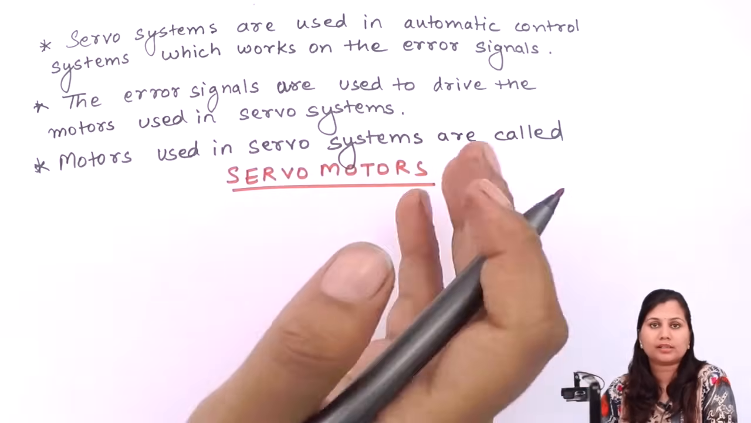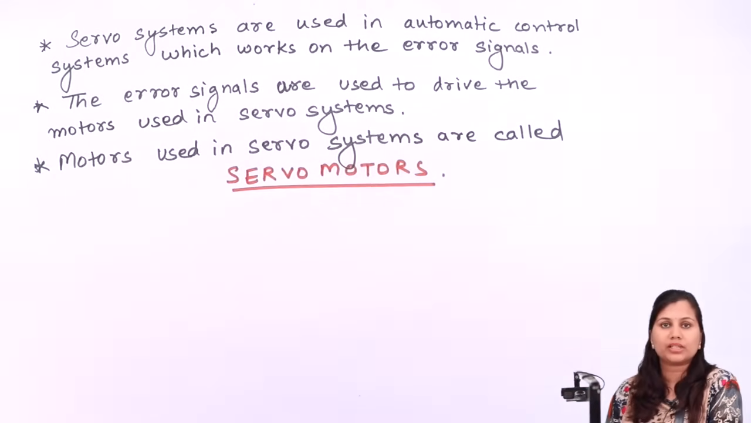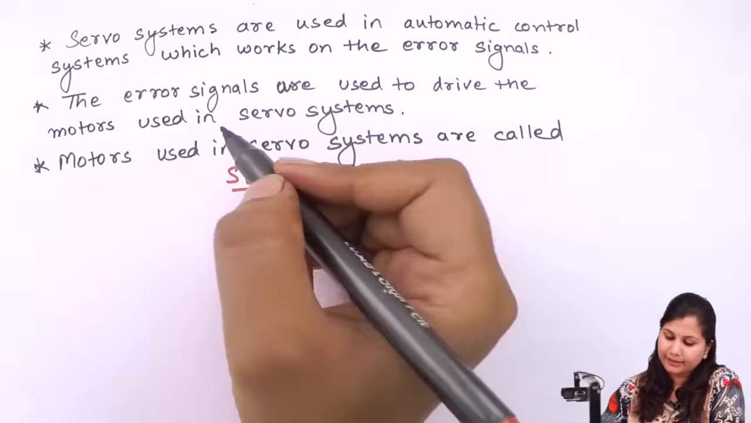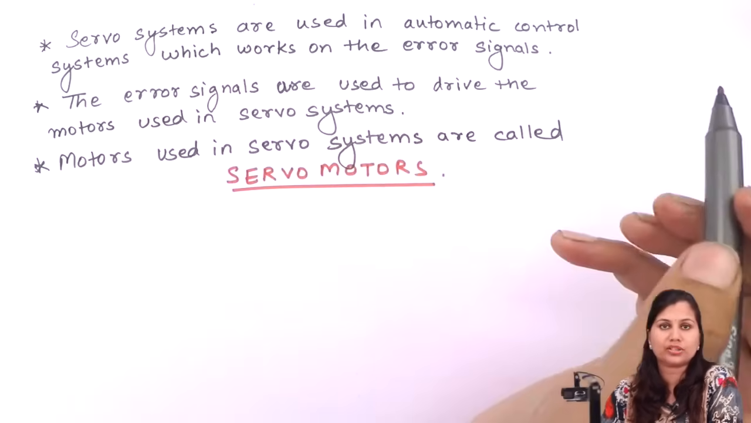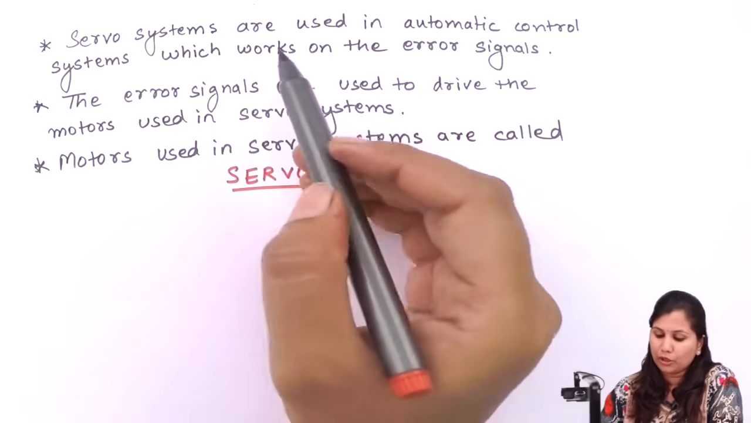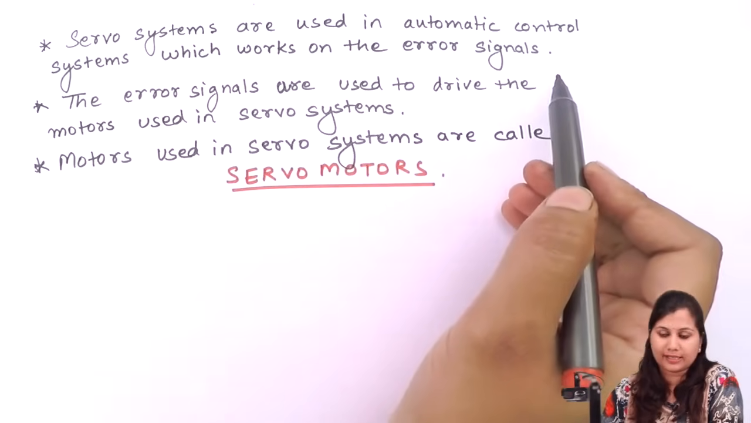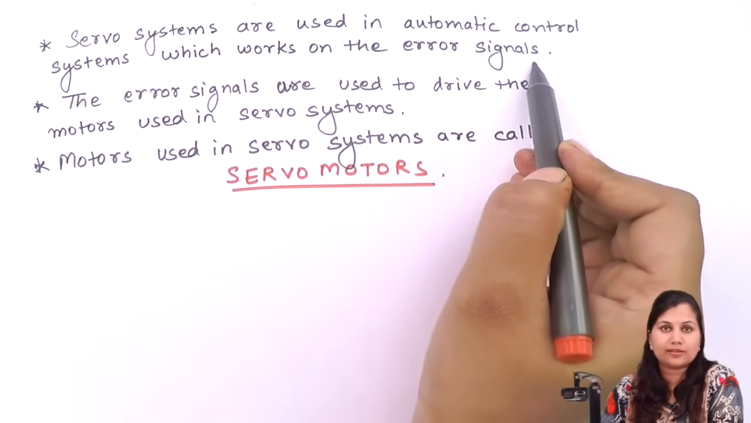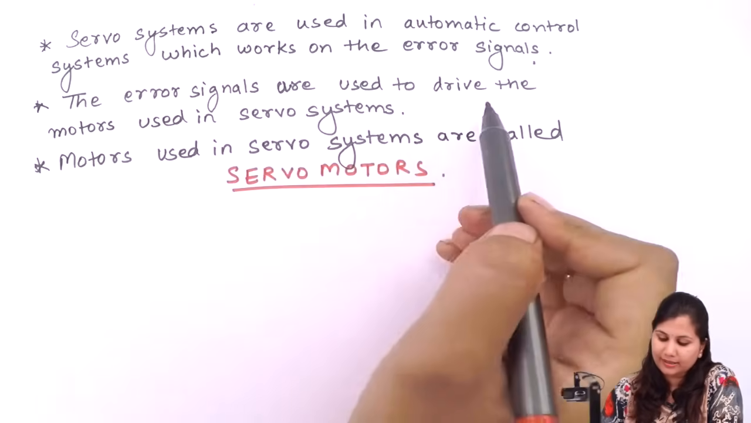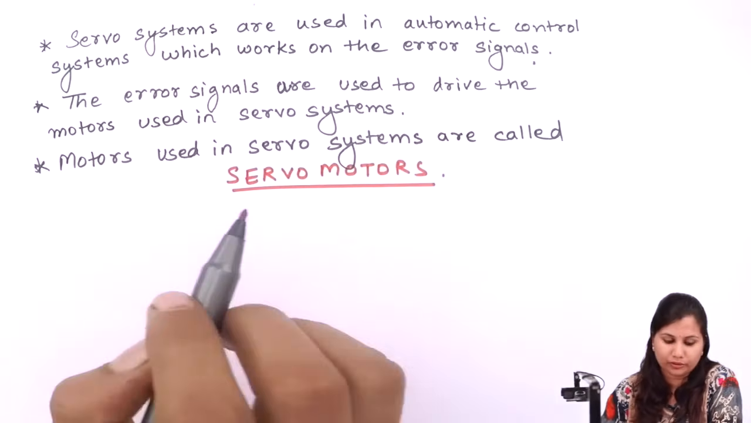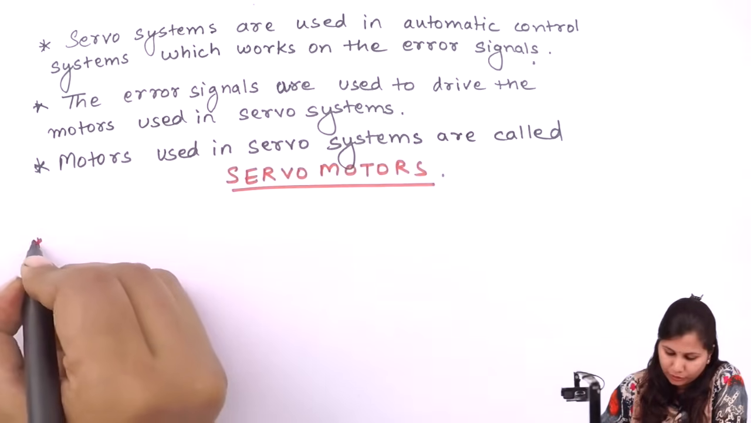So servo motors are what? They are the motors used in servo systems, and these servo systems are used in automatic control systems which work on error signals. And what do these error signals do? These error signals drive the servo motors.